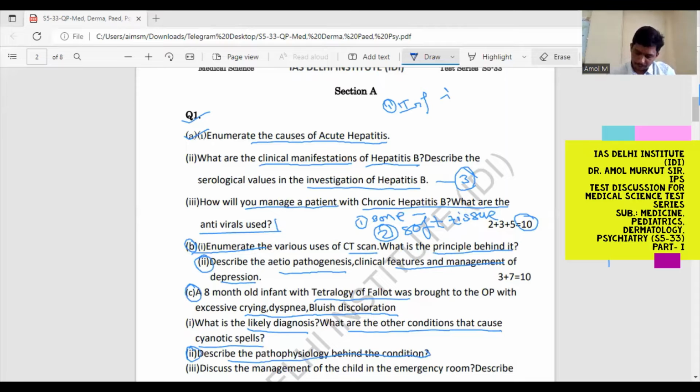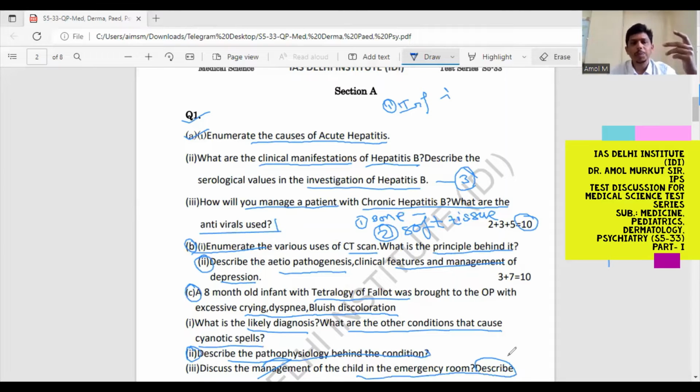Okay, then management of the child in the emergency room. What is in the management? The table or chart that is given in Ghai, you all have to remember or memorize. Why do you need to memorize that chart? Because cyanotic spell, or any PITS question, is a very repetitive question. Almost every year the cyanotic spell is asked, almost every year without gap.